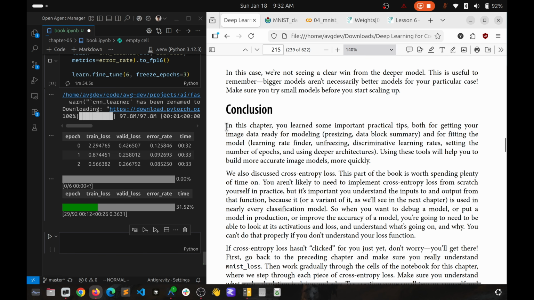Conclusion. In this chapter, you learned some important practical tips, both for getting your image data ready for modeling, presizing and the data block summary, and for fitting the model, learning rate finder, unfreezing, discriminative learning rates, setting the number of epochs, and using deeper architectures. Using these tools will help you build more accurate image models more quickly.